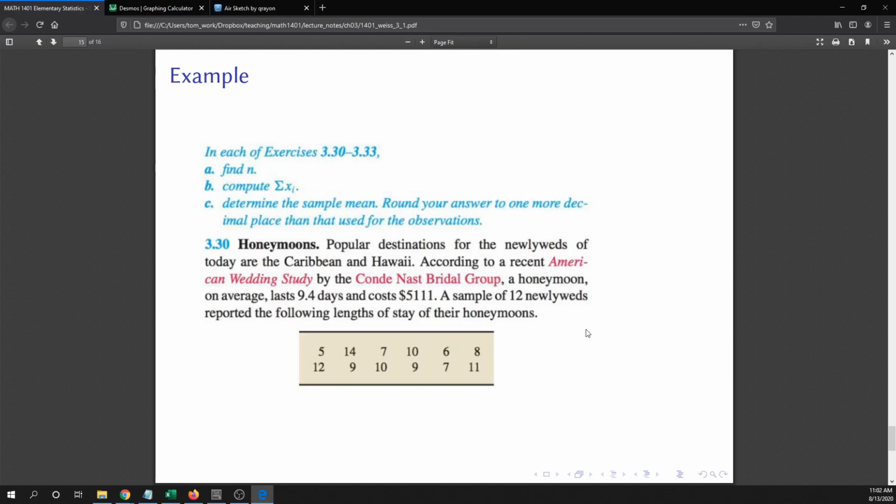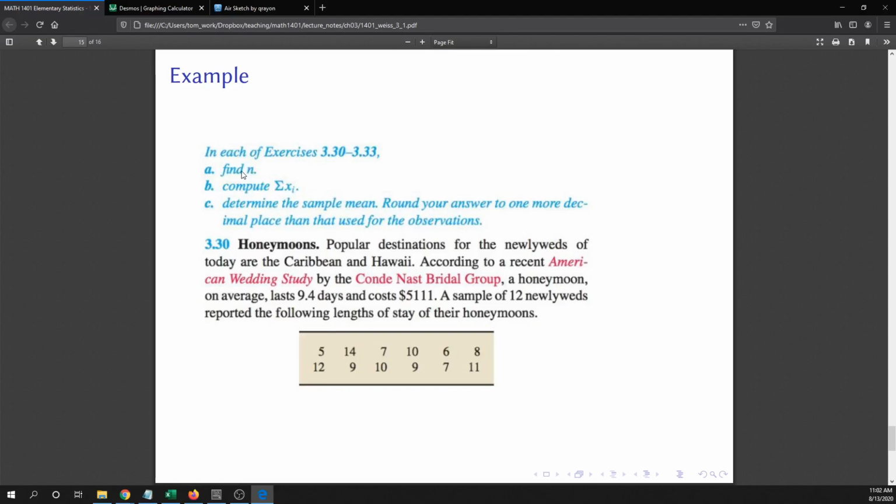And what we want to do is, in part A, find n. Part B, compute the sum of the x sub i's. C, determine the sample mean. And it says round your answers to one more decimal place than was used for the observations. Here they were whole numbers, so we would express our answer on part C to one decimal place. Okay, so let's get started.